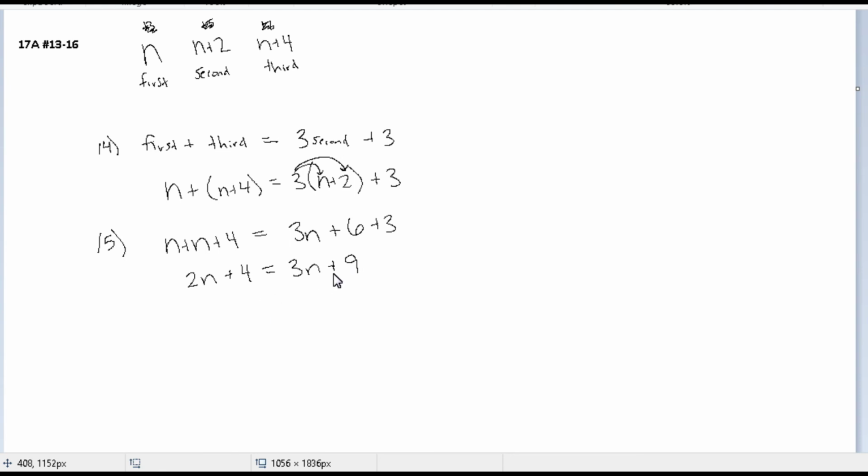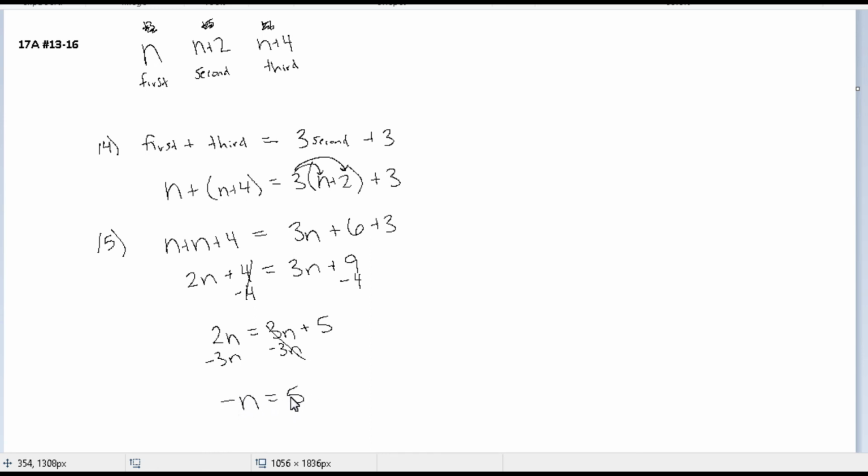Now it doesn't matter which I do first, but let's see. I'll move the 4 over, so I'm going to subtract 4 from both sides. I have 2n is equal to 3n plus 5. And that means I need to move the 3n over to this side, so I'm subtracting 3n. And I have 2n minus 3n. That's a negative n is equal to 5.